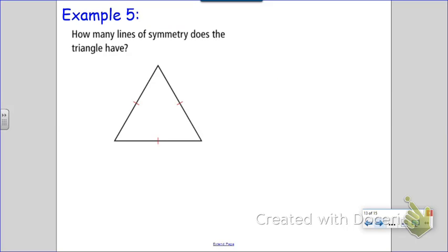How many lines of symmetry does the triangle have? This triangle would have 3 lines of symmetry. Lines of symmetry indicate where it's symmetric with respect to the axes.